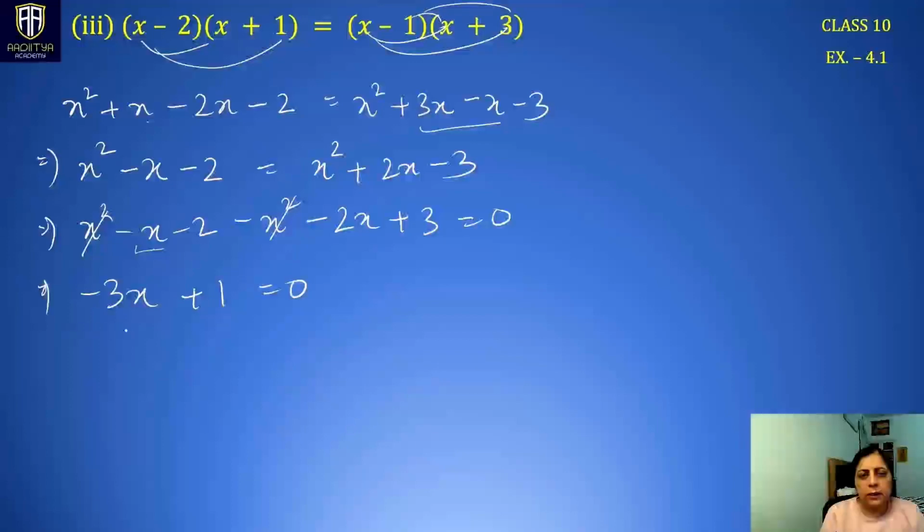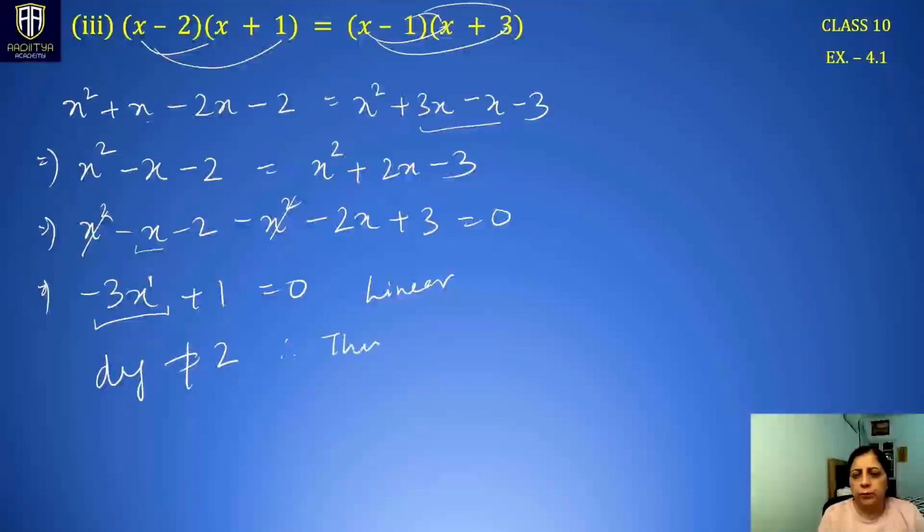So here we can see that the highest power of x here is 1. So this makes this equation a linear equation, because when degree is 1, the equation is called linear equation. Since degree here is not equal to 2, therefore this is not a quadratic equation, right?